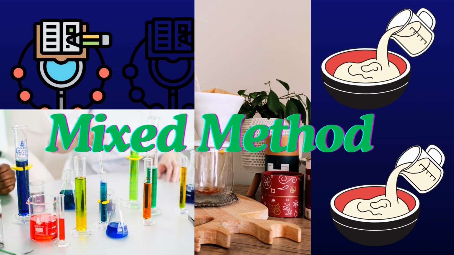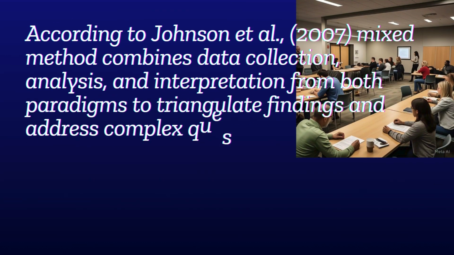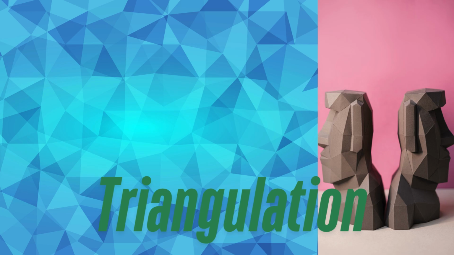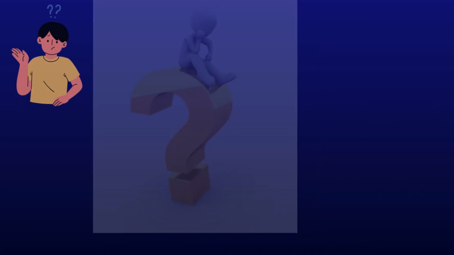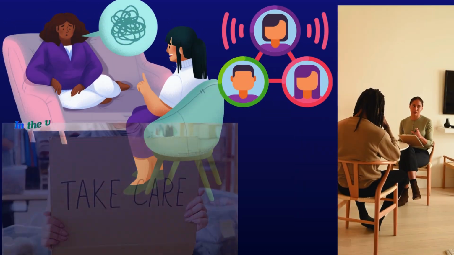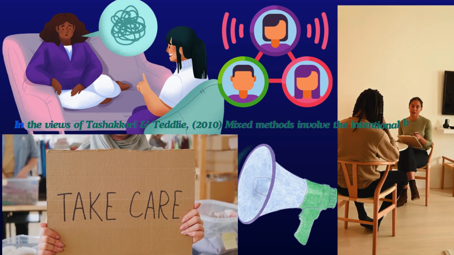Mixed methods research. Researchers such as Creswell and Plano Clark, 2017, argue that mixed method integrates quantitative and qualitative approaches for a holistic understanding. For example, a study on educational outcomes uses test scores, quantitative, and student interviews, qualitative, to assess program effectiveness. Similarly, according to Johnson et al., 2007, mixed method combines data collection, analysis, and interpretation from both paradigms to triangulate findings and address complex questions. An example could be evaluating a public health intervention by analyzing survey results, quantitative, and community feedback sessions, qualitative.